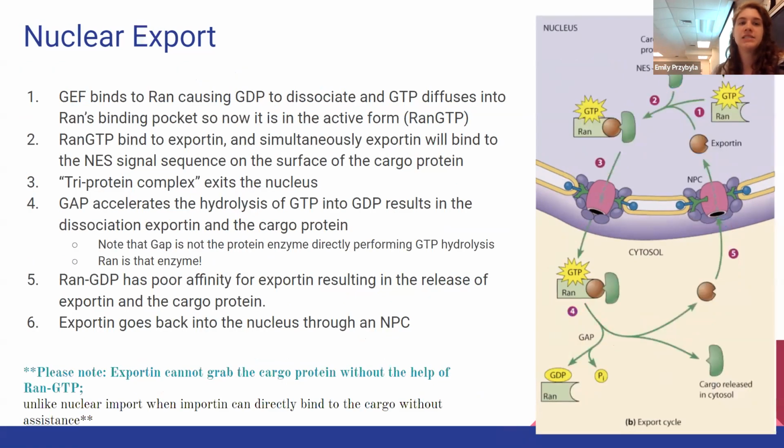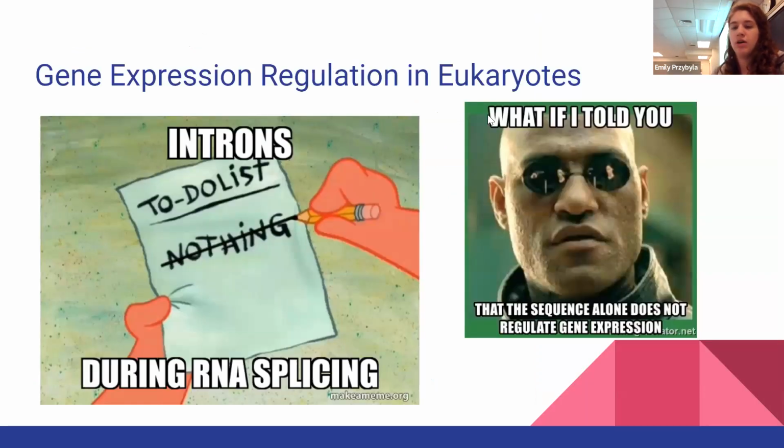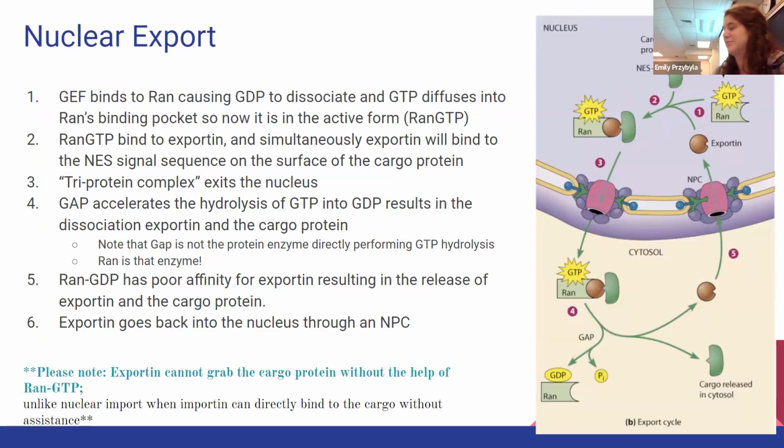Okay. So export has a lot of the same players. But instead we start in the nucleus, okay? So we have some sort of protein here that has a nuclear export sequence, as Melissa talked about. And so step number one in this case is that we need our GEF to come and switch RAN-GTP, or no, sorry, that was just my innate reaction to that. So GEF comes in, changes the conformation of RAN, GDP dissociates, GTP comes in.